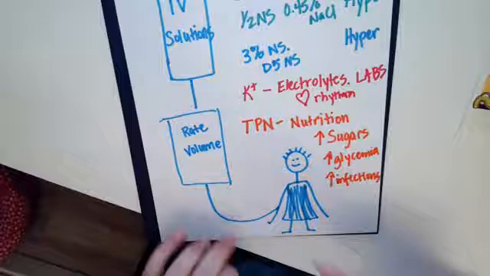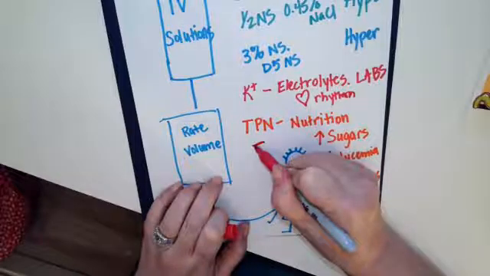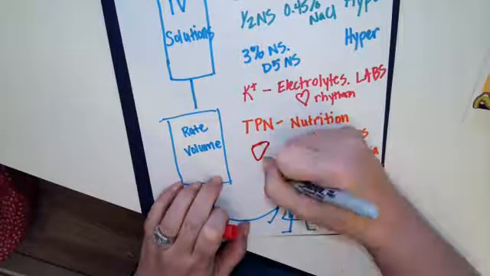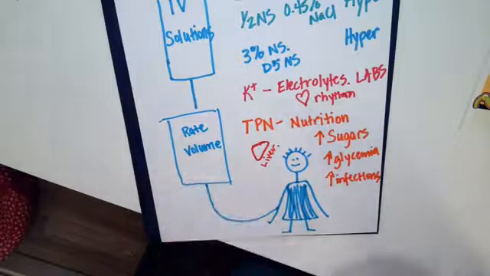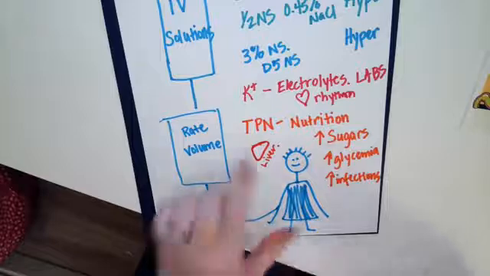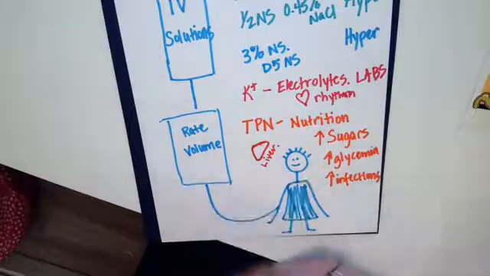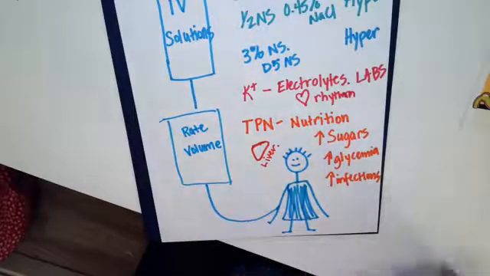If we're remembering cardiac with potassium, let's remember the liver. It's really hard on your liver, and it should probably be given through a central line. So it is not a long-term solution to your patient's nutrition, but it does provide short-term nutrition for patients who really need it.